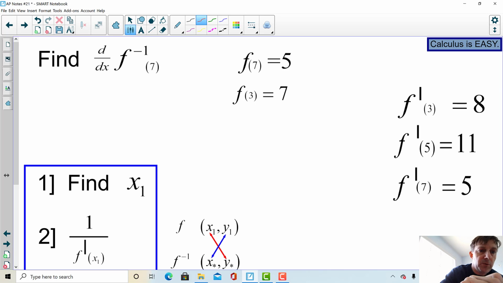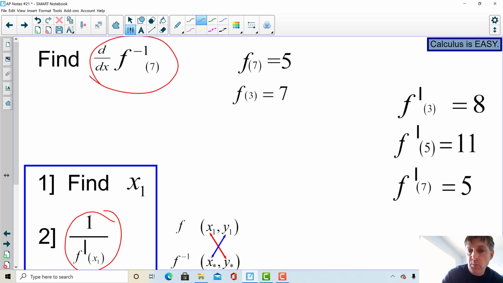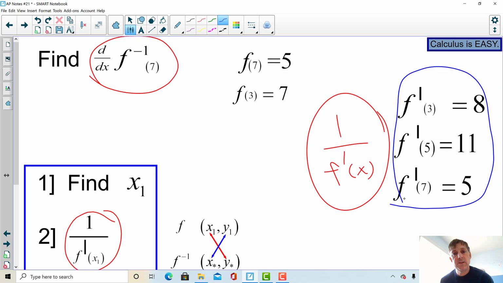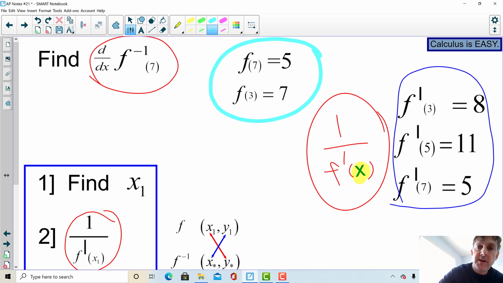Okay, here's another example where they want us to find the derivative of the inverse when x is 7. But you'll notice they don't actually give you the function. Now if we just use the formula, we know our answer is just going to be 1 over f prime of x. Now it does give us 3 different solutions for f prime of x at different values of x. So the only thing we have to figure out is what is that value of x that I'm supposed to use. You notice it gives us a couple points right here.